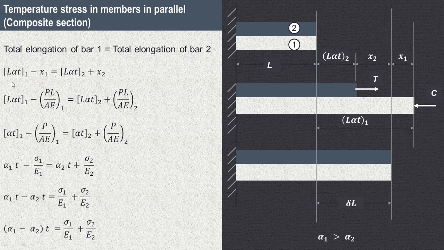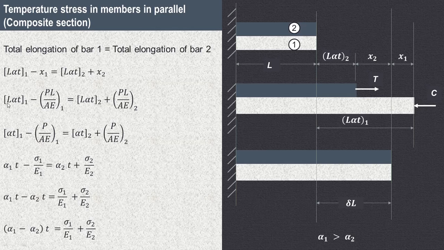So we can say that L alpha T1, so that is this particular one, minus X1 will give you this position, is equal to L alpha T of 2, that is this plus this plus X2. So this is the total elongation of bar 1, that is the left hand side, and total elongation of bar 2. Now X1 and X2 are nothing but our delta L or deformation, that is PL upon A of 1, and here also it is PL upon A of 2.